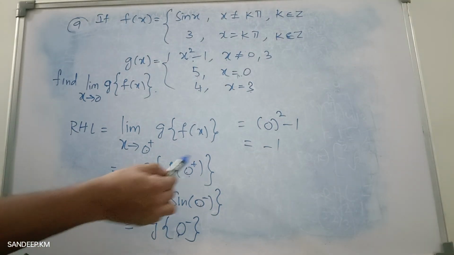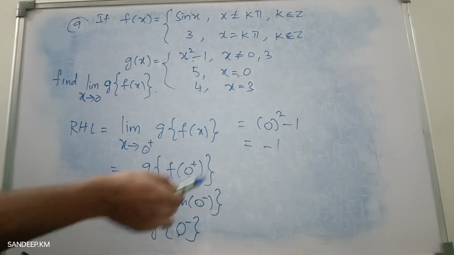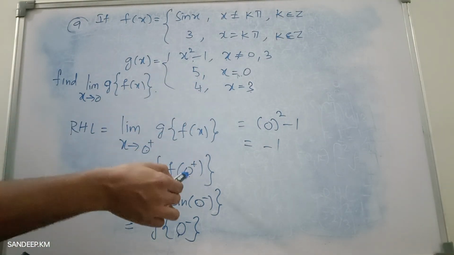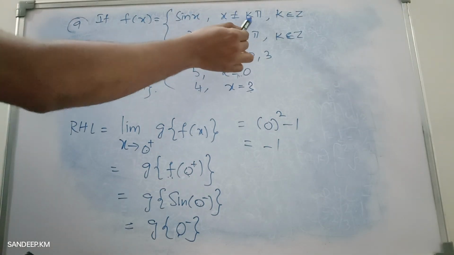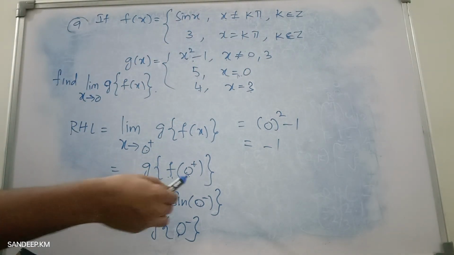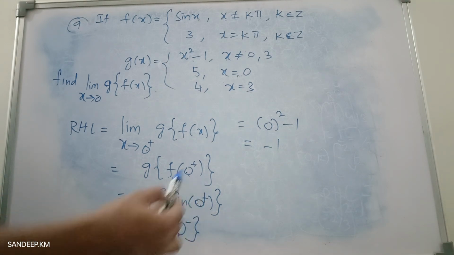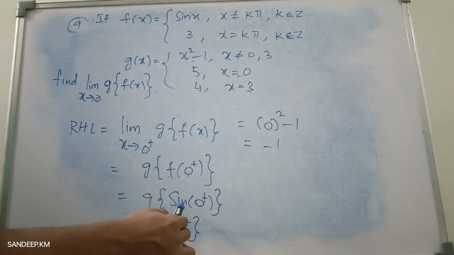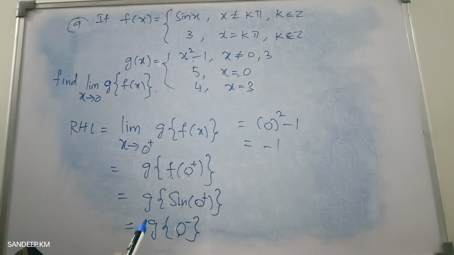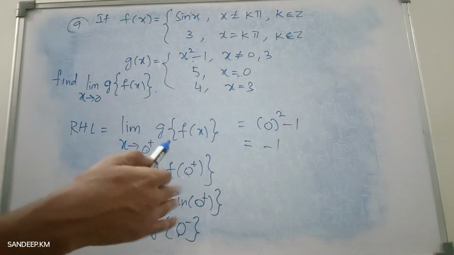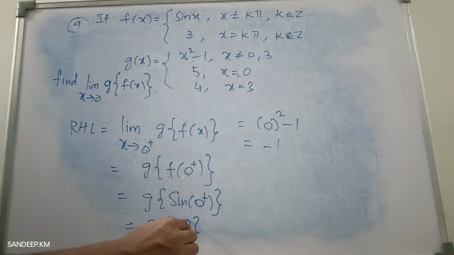When input is 0 plus, for the function f, 0 plus is not a multiple of pi. Understand that. 0 plus is not a multiple of pi, then I will take sin x only. So sin of 0 plus only. And dear students, what is sin of 0 plus? Sin of 0 is 0. Sin of 0.000 something is 0.000 something. That means what? 0 plus.